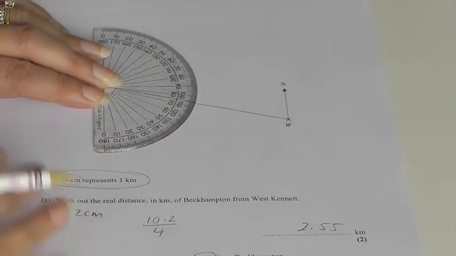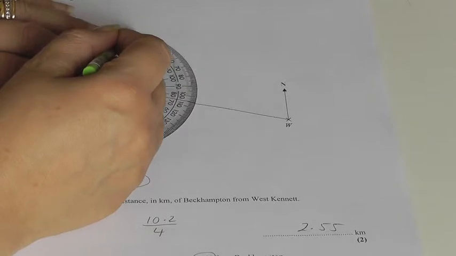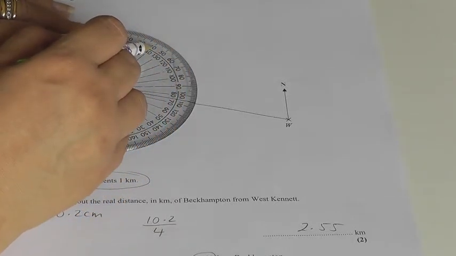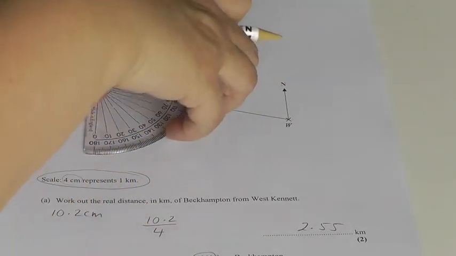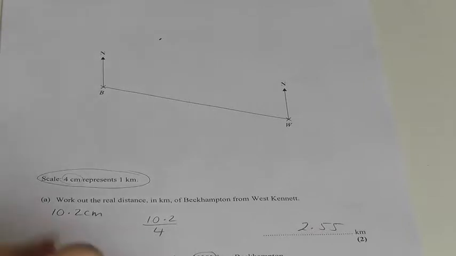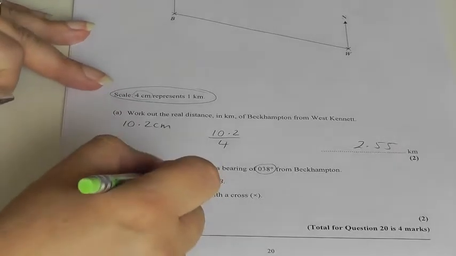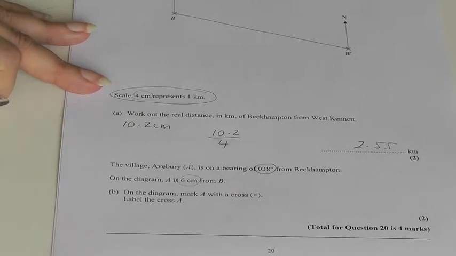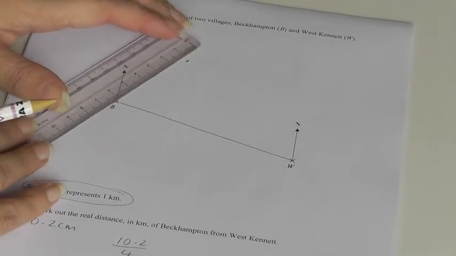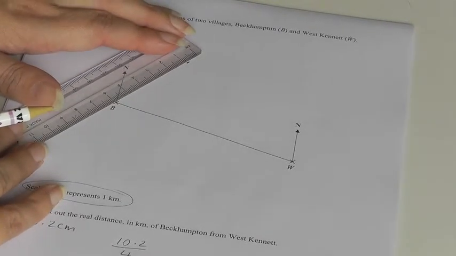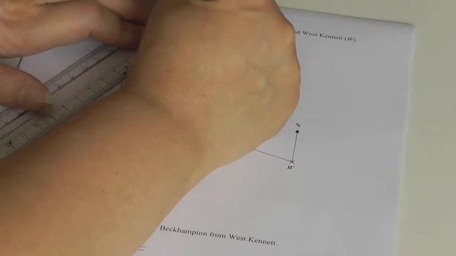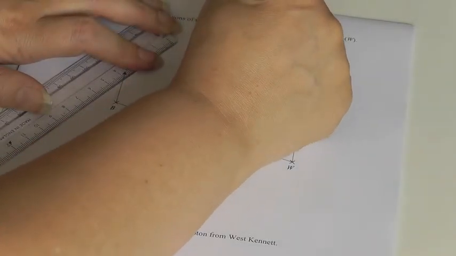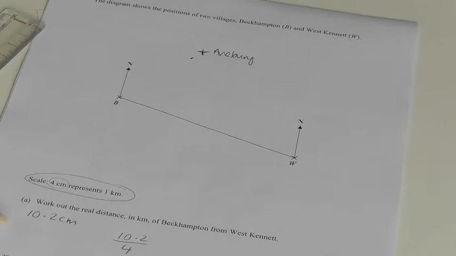I'm going to measure 38 degrees, so I'm starting at 0. It's going to be an acute angle, and I find between 30 and 40 and then work out where 38 is and mark it. I then need to measure 6 centimetres from B going out in that direction, and that will give me the position of Avebury. So if I put the ruler on here, line it up with that line, this is where Avebury is, and it asks you to mark it with a cross.